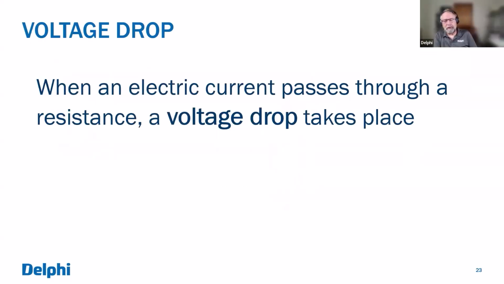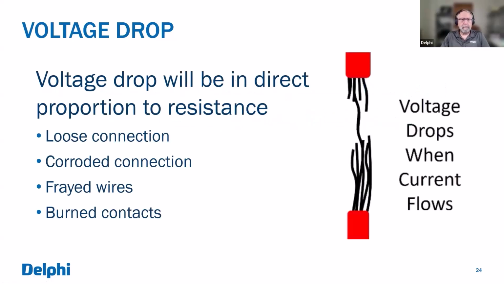First things first, assumptions, understanding of what's causing this in the first place. Anytime you send an electric current through a resistance, there will be a voltage drop that takes place. So in other words, you will have voltage drop throughout the circuit, okay? Because there's resistance in all parts of the circuit.